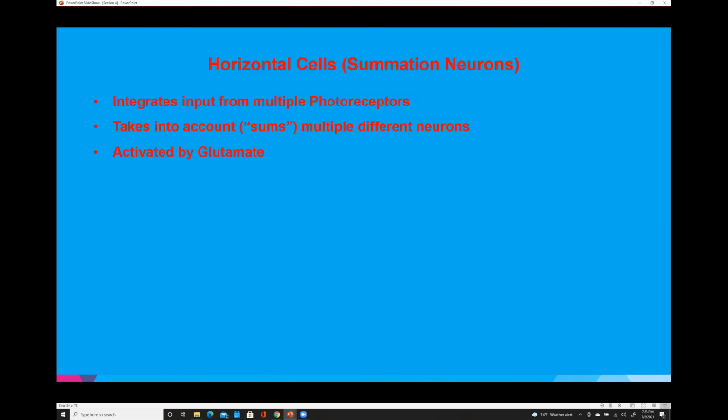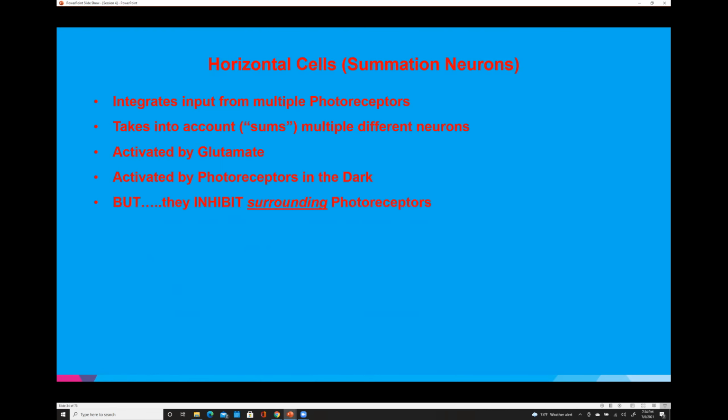It's activated by glutamate. Now you're like, wait a minute, let me just remember, when do we have glutamate being secreted? Well, we have glutamate being secreted when it's dark, exactly. And who's secreting it? The photoreceptors. Okay, this is all making sense in our head. So I just straight up say, okay, activated by photoreceptors in the dark.